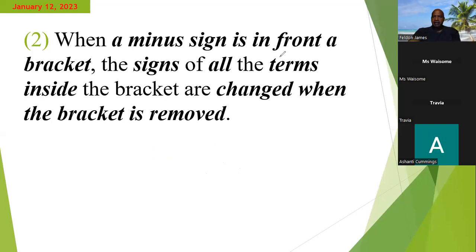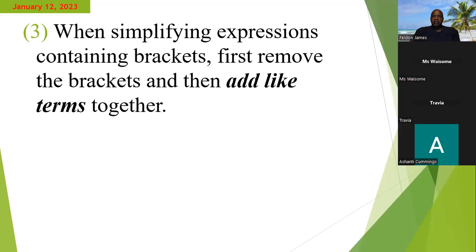So that should clarify that. And everybody understands what this rule is saying here. So if you have a negative in front of the brackets, the signs inside the bracket automatically change. All right, and we'll be looking at some examples of that. Now, rule number 3 says, when simplifying an expression containing brackets, first remove the brackets and then add like terms together.